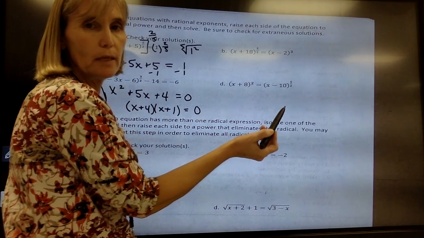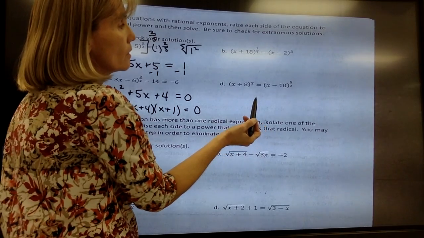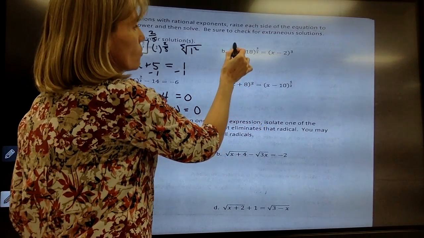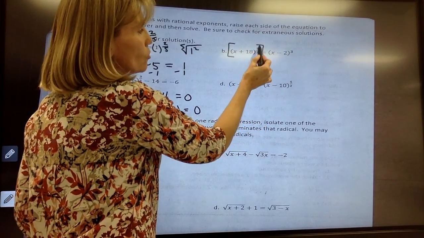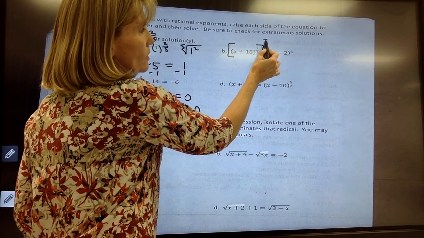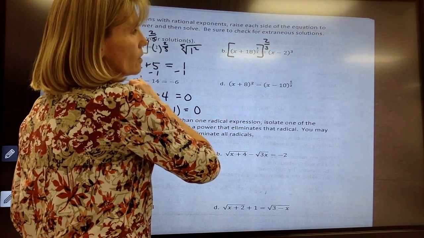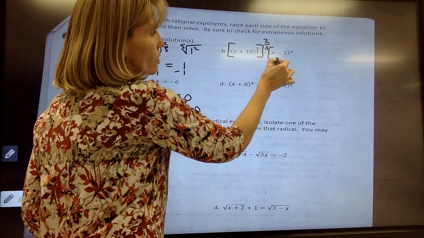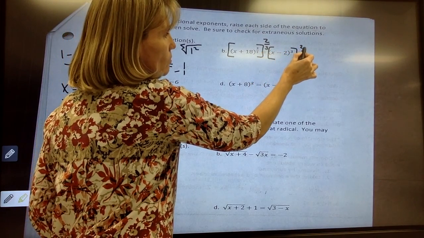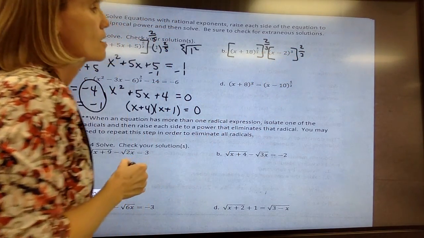Over here, I'm taking x plus 18 to the 3/2 power. I need that to be a 1. So I'm going to raise this side to the reciprocal of that fraction. So I'm going to raise it to the 2/3 power. Whatever you do to one side, you've got to do the same thing to the other side. I'm going to raise that to the 2/3 power.